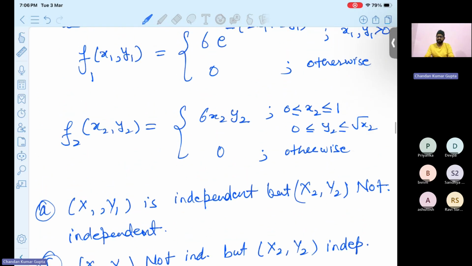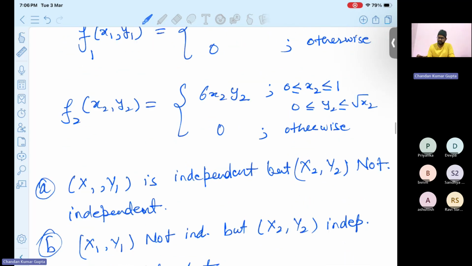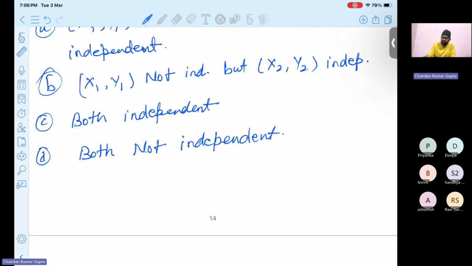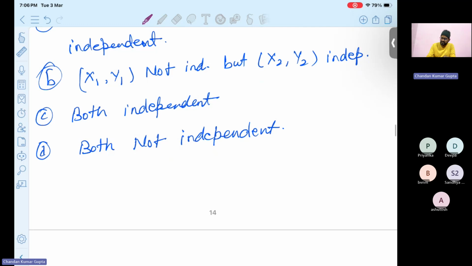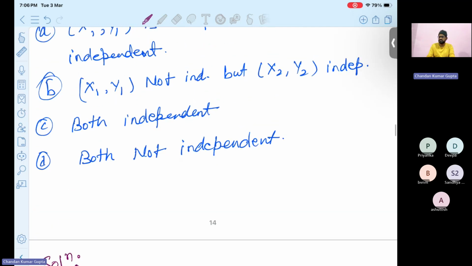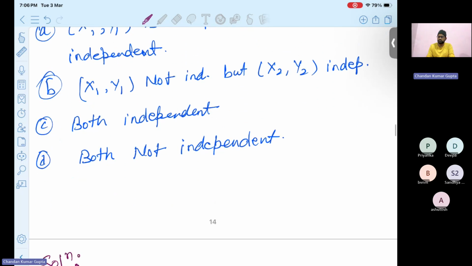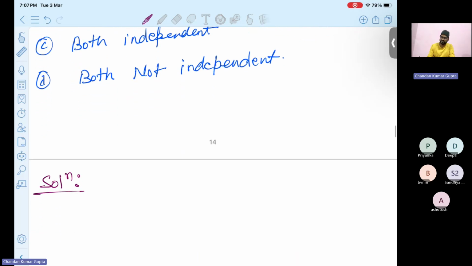So we are given two joint distributions. We need to check which pair of random variables is independent and which is not, or both may be independent or not. Let's solve this. Can anyone tell me how to check? All four options are about independence, so how are two random variables said to be independent or not?